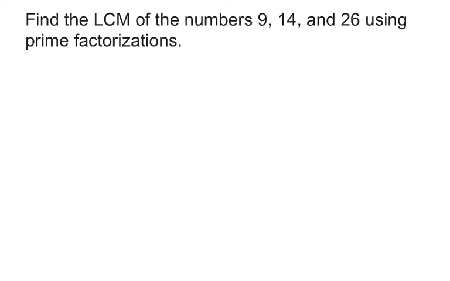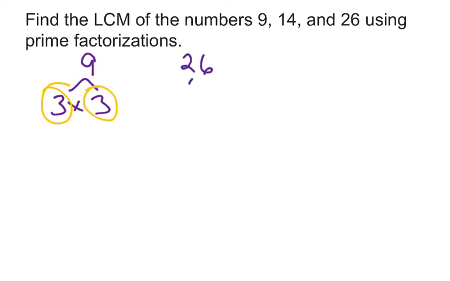For our last problem, we're going to find the least common multiple of the numbers 9, 14, and 26 using prime factorizations. So let's first start with 9. Pretty easy number to find the prime factorization. We have 3 times 3 is 9. Then we have 26. Well, that's pretty simple to find the prime factorization. 2 times 13.